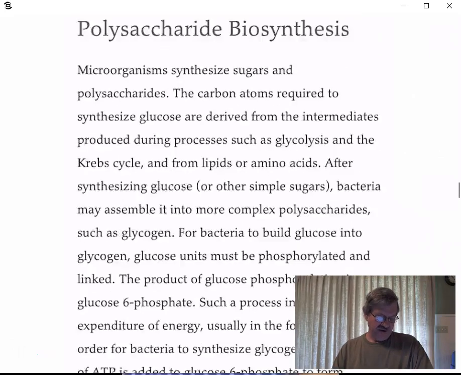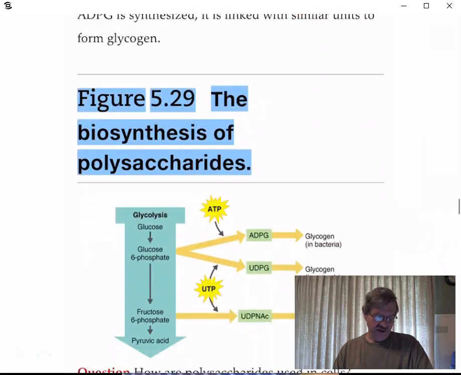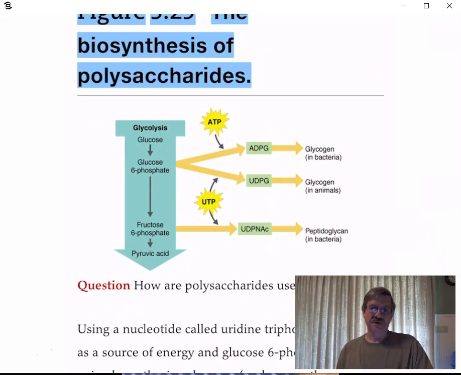Okay, so polysaccharide biosynthesis, in other words, making larger, more complex organic carbohydrates right there. Notice what we have right there. We've got the process of glycolysis, and it's kind of this idea that the catabolic process feeds into the anabolic process. So the components of this breakdown process, glucose 6-phosphate, are going to feed into the process of making glycogen in both bacteria and animals, and we're going to need ATP to do this.